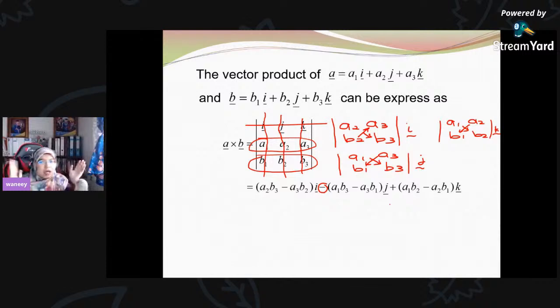So that is basically how we are going to do A cross B. So we're going to write down those determinant form and then we are going to delete the first row, first column, first row, second column, first row, third column, and then we're going to take the determinant for the 2 by 2 matrix.